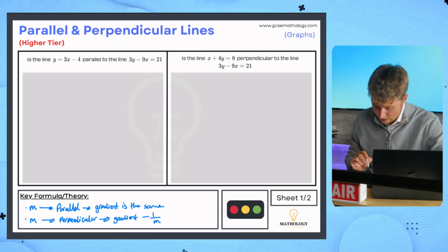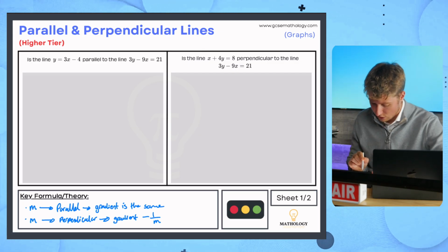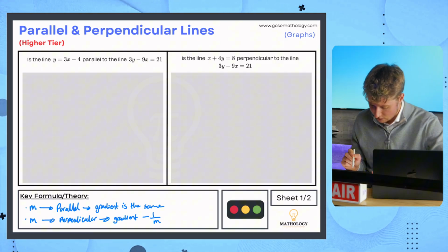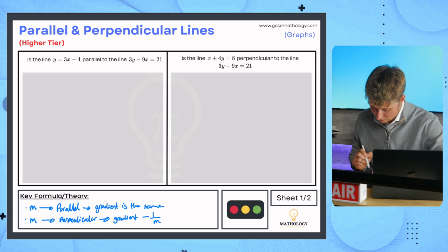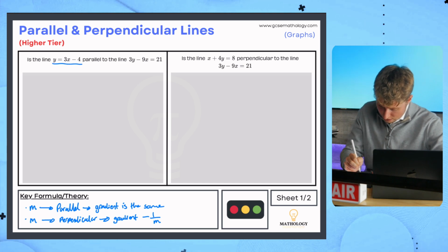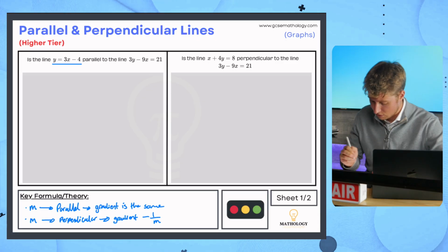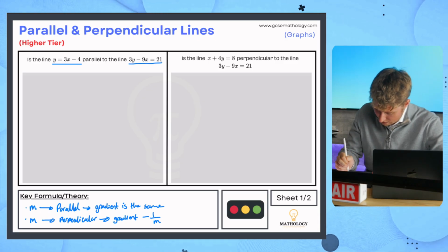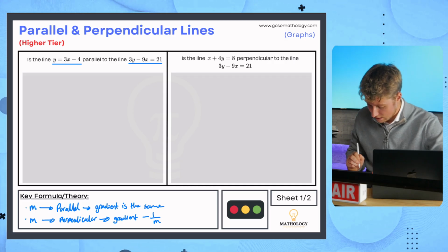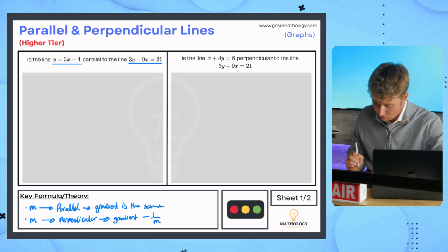So this first question says, is the line y equals 3x minus 4 parallel to the line 3y minus 9x equals 21? So if the two lines are parallel, like it says down at the bottom, then the gradient must be the same. In this first line, we've got it in the form y equals mx plus c, but the second line isn't in the form y equals mx plus c. So we need to rearrange the equation of this line to be in the form y equals mx plus c.